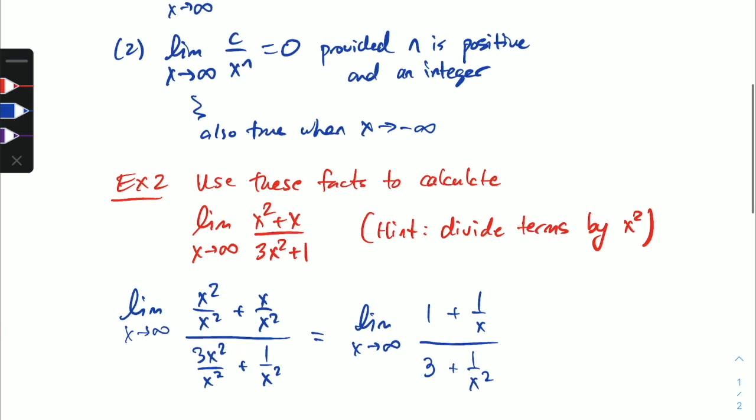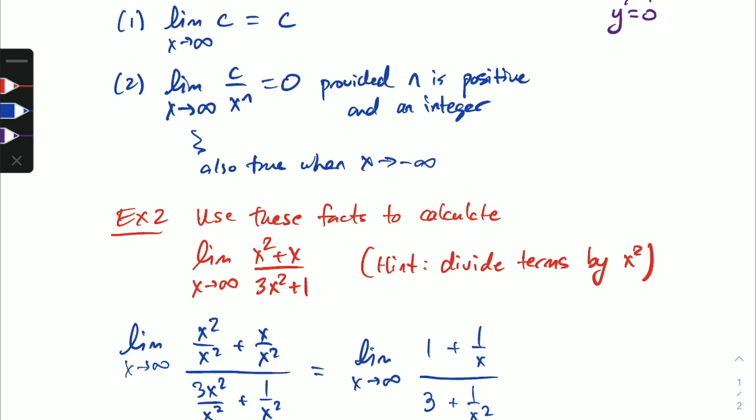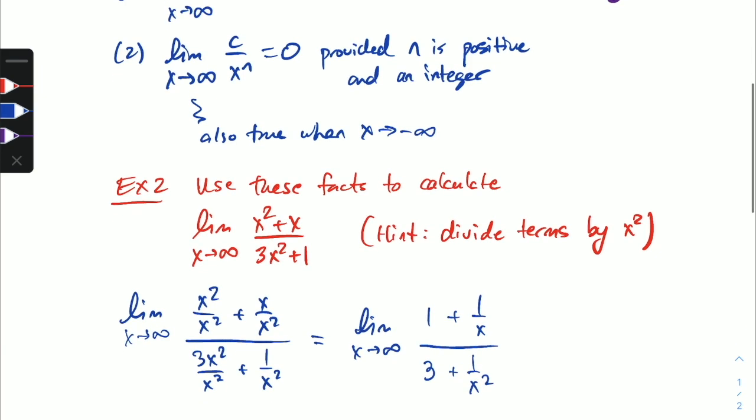Okay, so now we can go back to the facts we listed earlier. The second fact says the limit of c over x to the n equals 0 when n is a positive integer. So in the numerator here, we have 1 over x. You could think of n as being 1 in this case. So this 1 over x is going to go to 0 as x goes to infinity. And the 1 over x squared is also going to go to 0 because n is 2. That's a positive integer. Okay, and so then what we're left with is 1/3. And that's the limit.